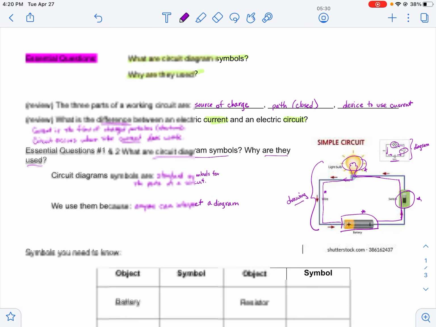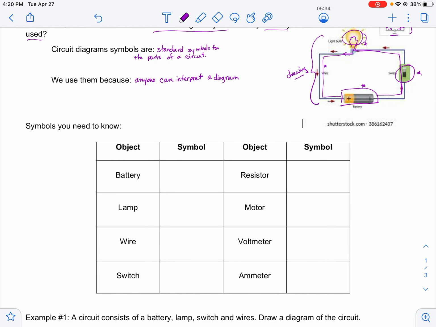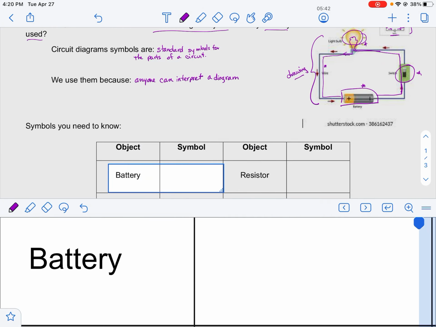Okay? So the hardest part here is going to be learning what symbols stand for what. So let's go ahead and fill in our chart here so that you can see what symbols stand for what. So let's start with a battery. A battery is a set of long and short lines, and you can draw as few as 2. I tend to draw 4 just because that's what I was taught in high school, but you don't have to. 2 is fine, 4 is fine, 6 is fine. You probably don't want to do more than that. Okay, it just takes up a lot of space.